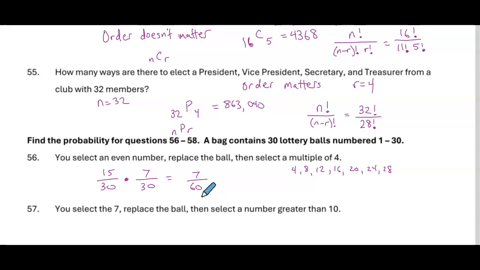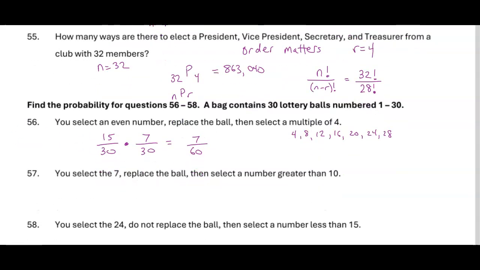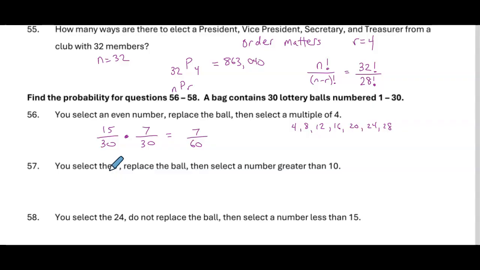Okay, if you did a decimal version, that's okay too, but you'll be rounding, so the fraction is more exact. All right, number 57. So we're in the same sample space here. We're still in a bag of 30 lottery balls. The 7 only occurs on one of those 30 lottery balls. But then we're putting it back in the bag. So we're still drawing from 30.